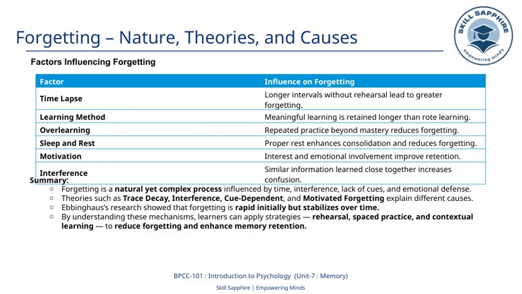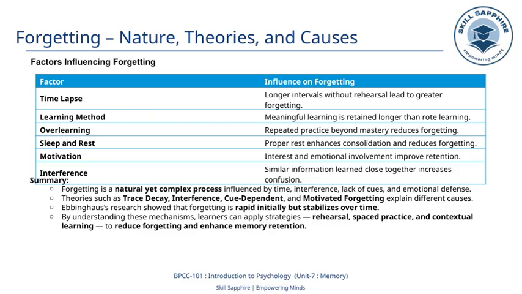Proper sleep and rest are crucial too, as they help consolidate what we've learned and prevent forgetting. Motivation and emotional involvement are key as well. When we're interested or emotionally engaged, retention improves. On the other hand, interference, when similar information is learned close together, can cause confusion and hinder recall.